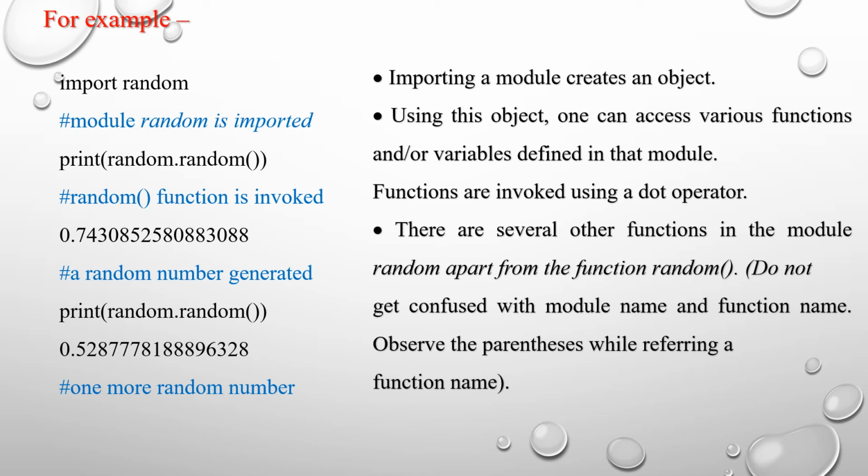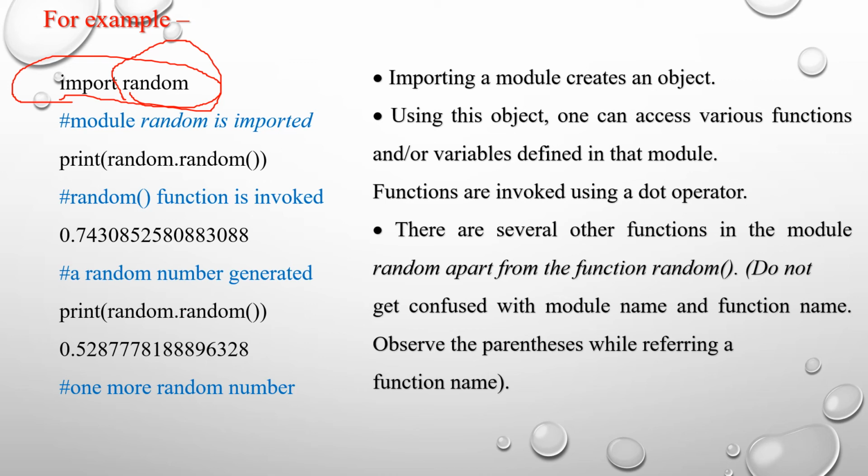For example, if you want to generate a random number, first we have to import the module. The module name is random. So the module random is imported, and to import it, first we have to write import space random. So random is the module name. Then we have to print random dot random. The random function is random(). So using this dot we can access the random module.